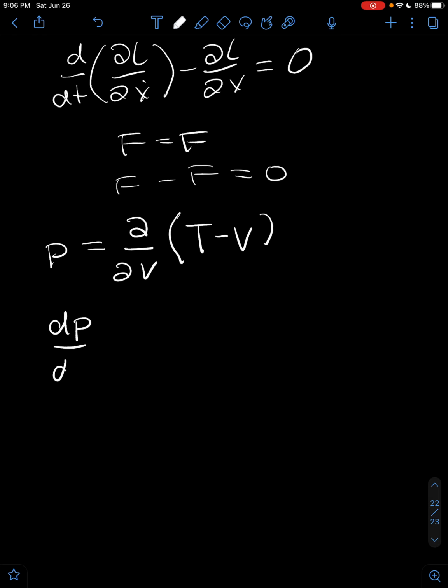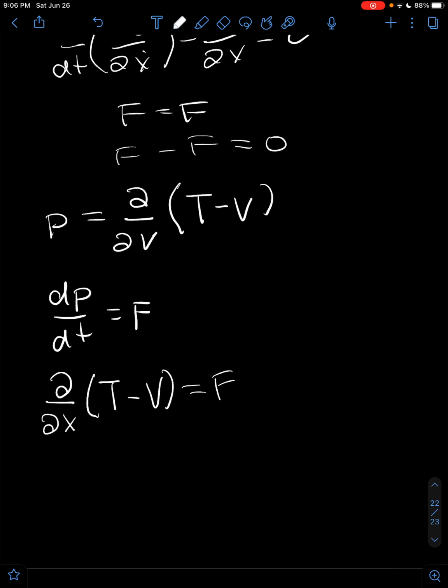And the derivative of momentum with respect to time equals force. And the derivative of kinetic energy minus the potential energy with respect to x is also equal to the force. Let's prove some of these things.